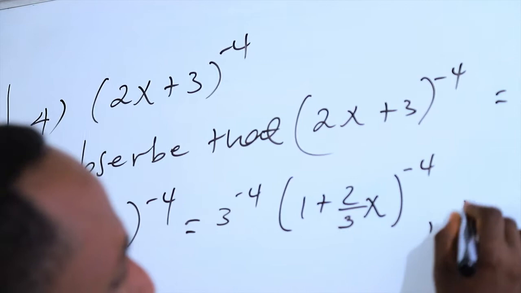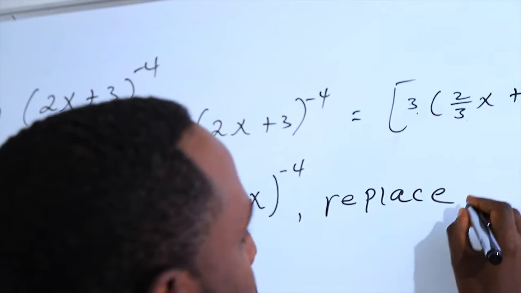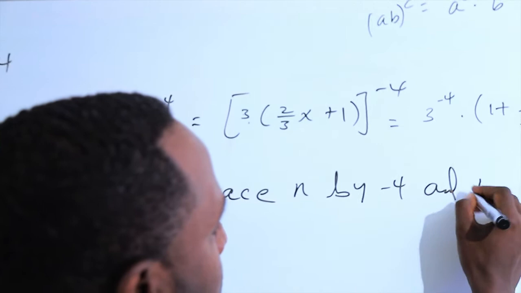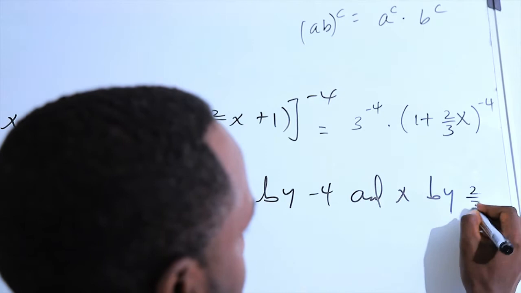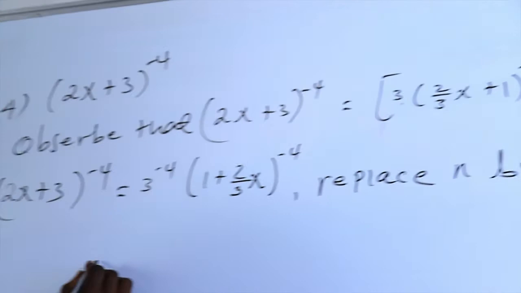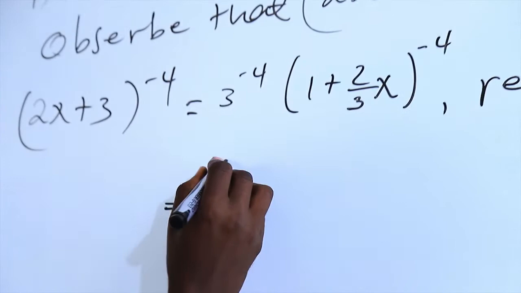Here we can replace from this formula, n by minus 4 and x by 2 over 3x. So we can replace x and n here. Meaning that this expression is exactly equal to minus 3 to the power of minus 4 as a common factor for the whole part, which is the expression in the chart. Now we can apply the formula.